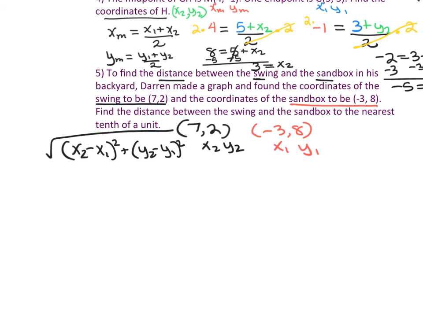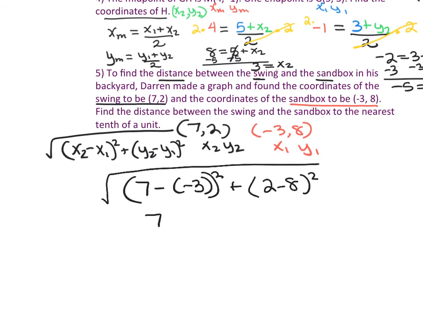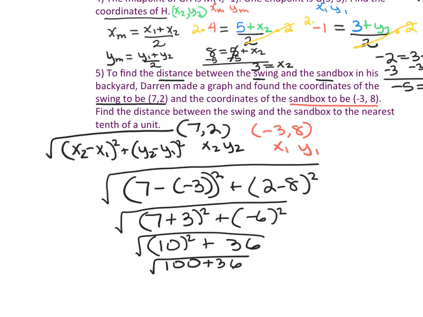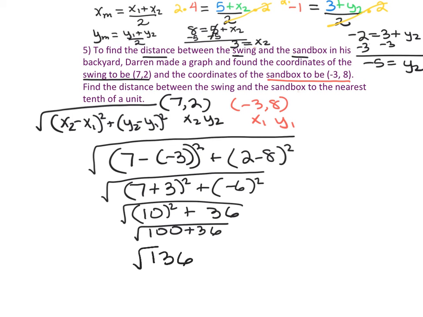So I'm going to do x2, 7 minus -3 squared plus 2 minus 8 squared, all under the square root. This becomes 7 plus 3. This becomes -6. 7 plus 3 is 10. I can go ahead and evaluate this. This becomes 36. 10 squared is 100. I end up with the square root of 136.